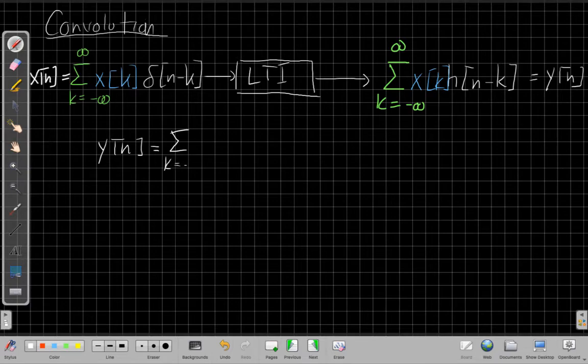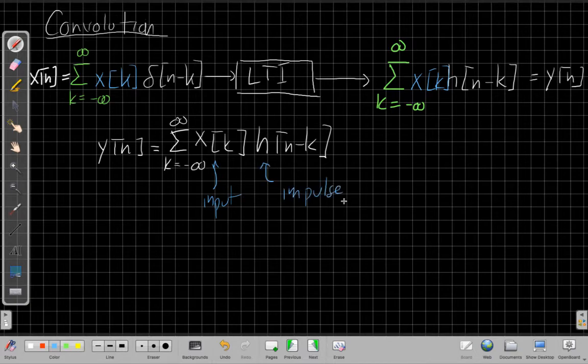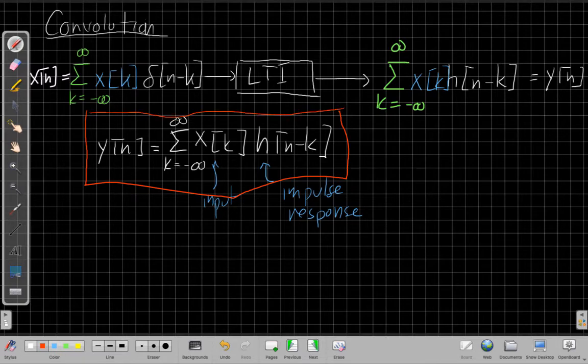y of n equals the sum, k goes from minus infinity up to plus infinity, of x of k, h of n minus k. Just to remind ourselves, x is the input, and h is the impulse response. I don't do this often, but it's such a huge equation in this class, I'm going to put a red box around it. There's some messy quadrilateral, at least. That might be generous to call a box. But this is what we call the convolution sum.